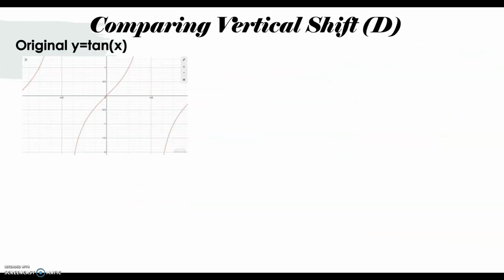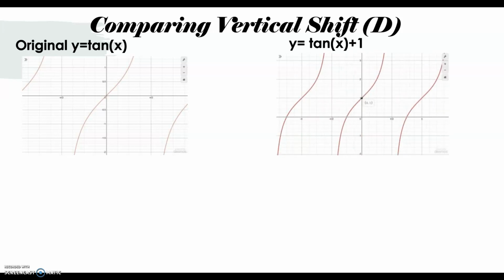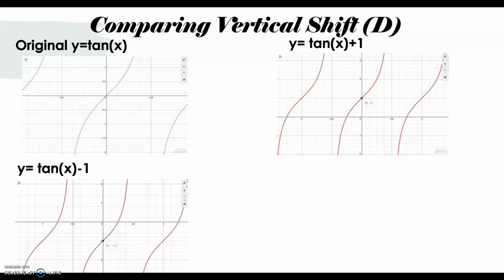The last one is our vertical shift. You can see here that the number 1 is outside the bracket of x. For vertical shift, when you add 1, the graph moves up 1. And here, the graph moved down 1 because it's tan x minus 1. So the vertical shift goes down.